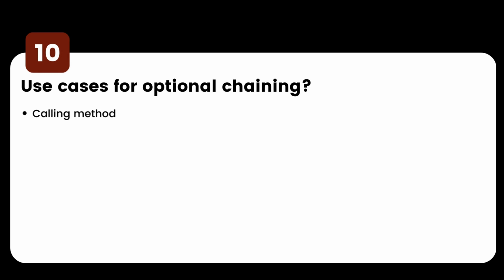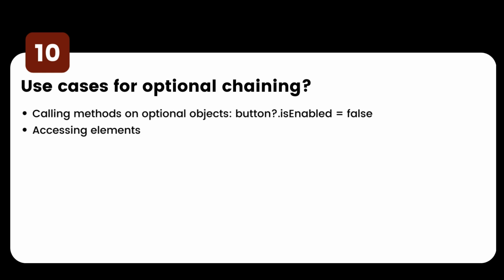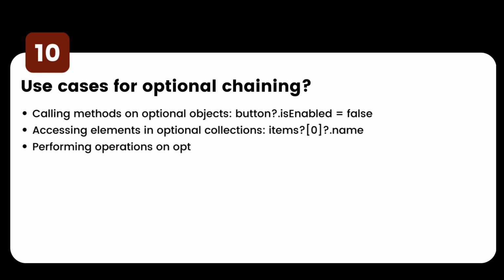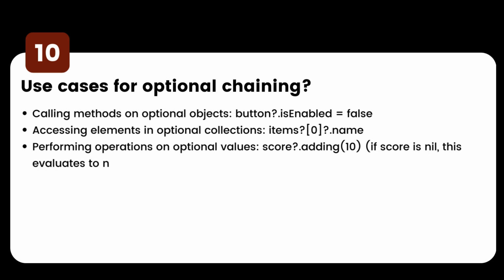Use cases for optional chaining. Calling a method on an optional object: button?.isEnabled = false. Accessing elements in an optional collection: items?[0]?.name. Performing operations on an optional value: score?.adding(10). If score is nil, this evaluates to nil.